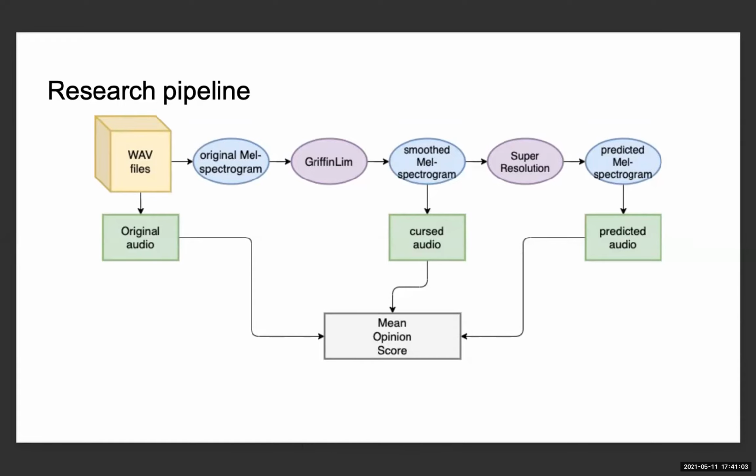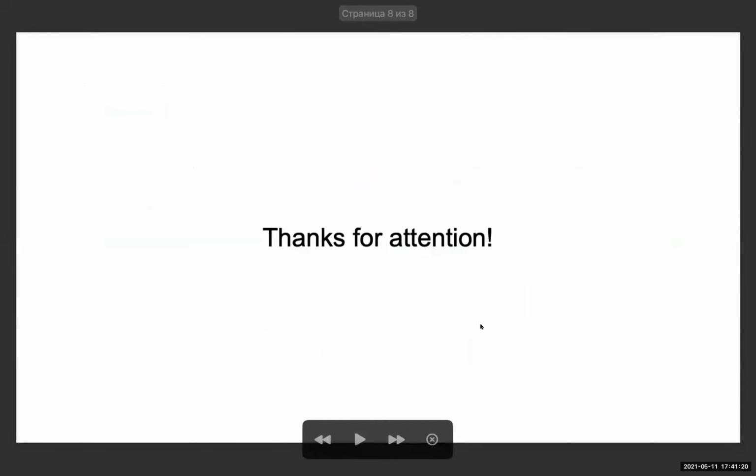After that, we can apply the mean opinion score metric to them and analyze how well our super resolution model improves naturalness of speech. The research is not yet fully completed, so I cannot show the results at this time. Thanks for attention. Any questions?